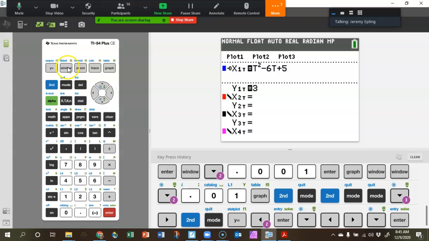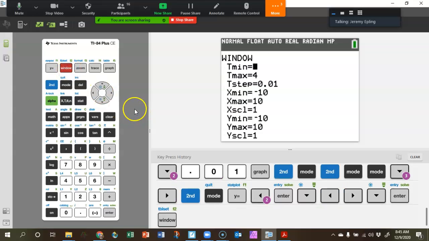But before we hit graph, go to window. And let's adjust our window a little bit. We now have some values for t, for time. So we're going to adjust those to go from 0 to 4. And then I want to adjust our t-step. I want to slow this down just a little bit so it's easier for us to see. So decimal 0, 1, 1/100th. Our x-min and x-max and y-min and y-max, we can kind of use our standard there and go from -10 to 10.